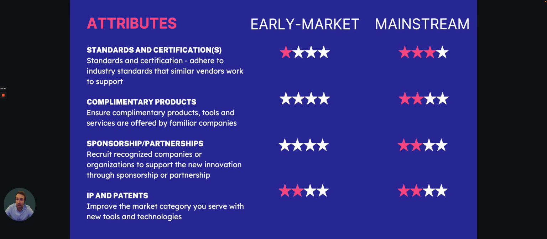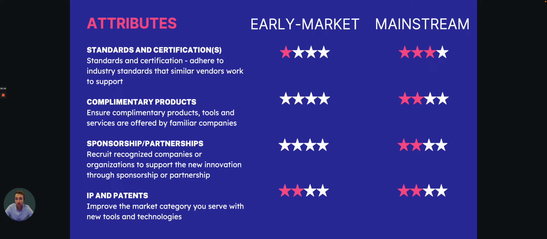Let's have a look at the attributes. Having standards and certification is adhering to industry standards that similar vendors work to support, or being certified in things that your customer cares about, right? Complementary products means ensuring complementary products, tools, and services are offered by familiar companies. I mean, you or your partner network, but those products are developed by you, right? Having sponsorships or partnerships, you recruit recognized companies or organizations to support your new innovation or product through a sponsorship or partnership.